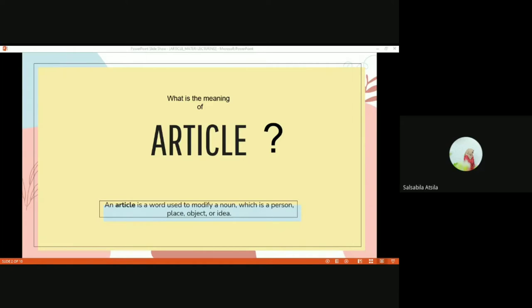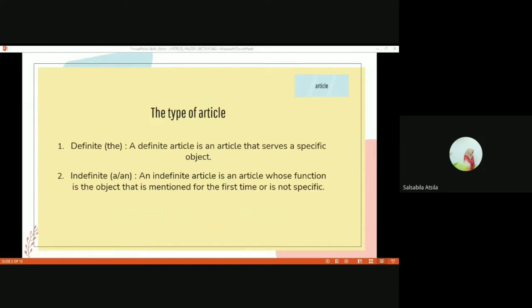What is the meaning of article? An article is a word used to modify a noun, which is a person, place, object, or idea. Next. The types of article. There are two types of article. The first is definite article, or the. A definite article is an article that refers to a specific object. And number two is indefinite article, a or an. An indefinite article is an article whose function is for an object that is mentioned for the first time or is not specific.